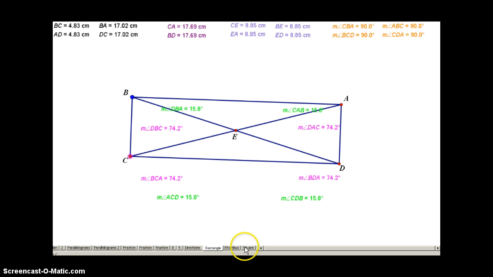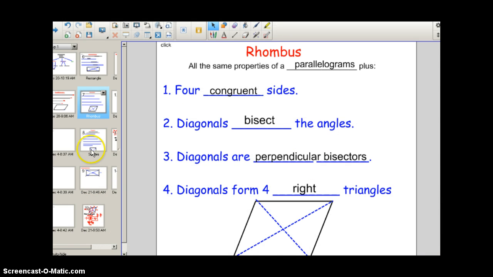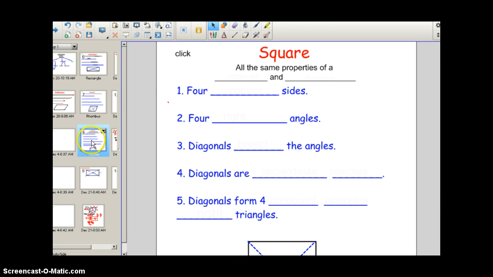All right, let's take a look at our square. Okay, you'll have to pause this and then come back.